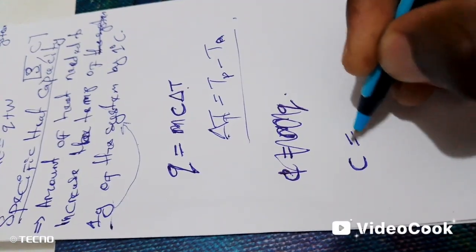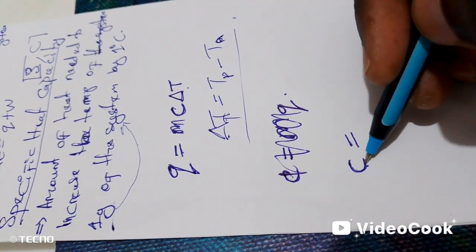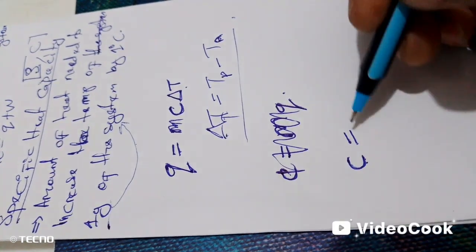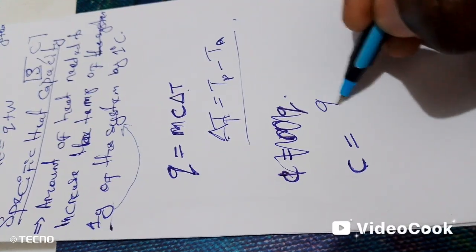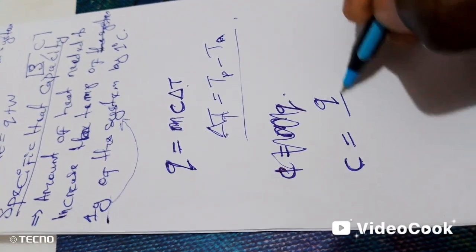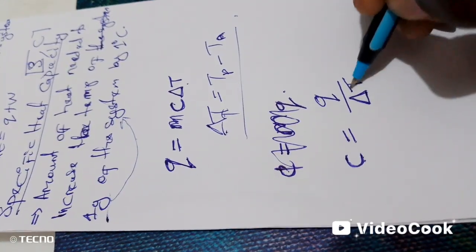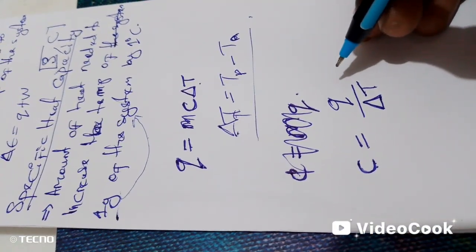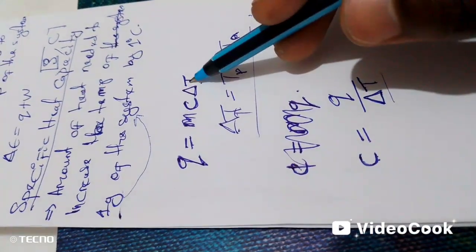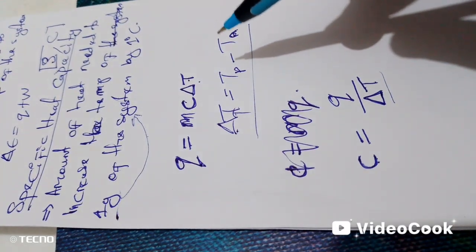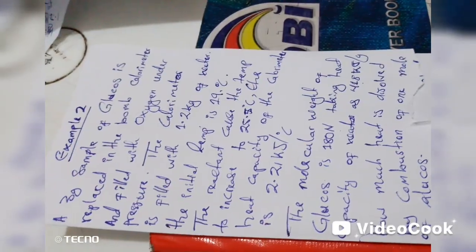C, don't forget, is the specific heat capacity. Specific heat capacity is equal to Q, which is heat, over the change in temperature. So I can see one thing that is common here: change in temperature is everywhere. So is it almost like making this the subject of the formula?